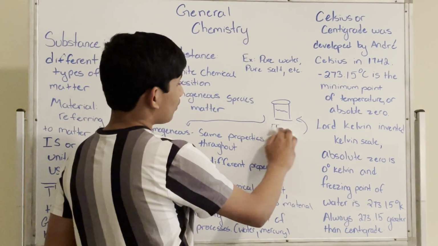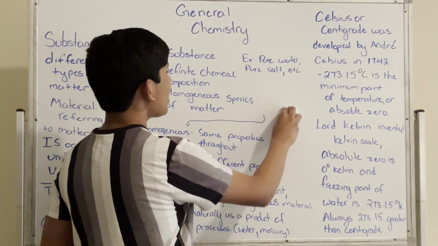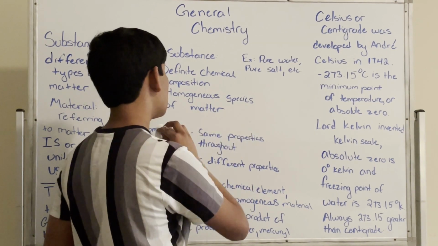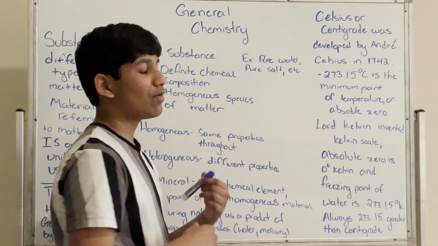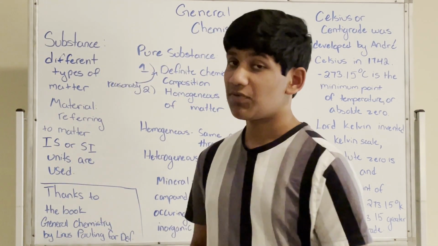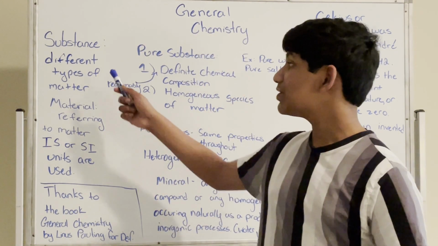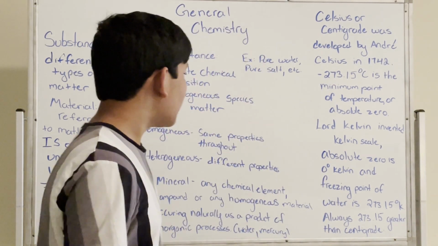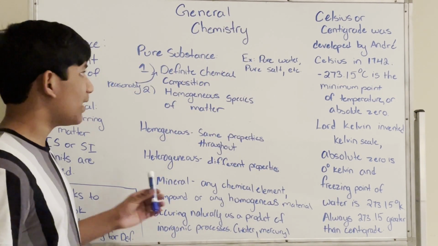Now, when we're talking about pure substances that satisfy these two properties, we will mention the word pure. But when we're just talking about a regular substance, just referring to a specific type of matter, we will be talking about just the word substance. Okay. Now let's talk about a mineral.